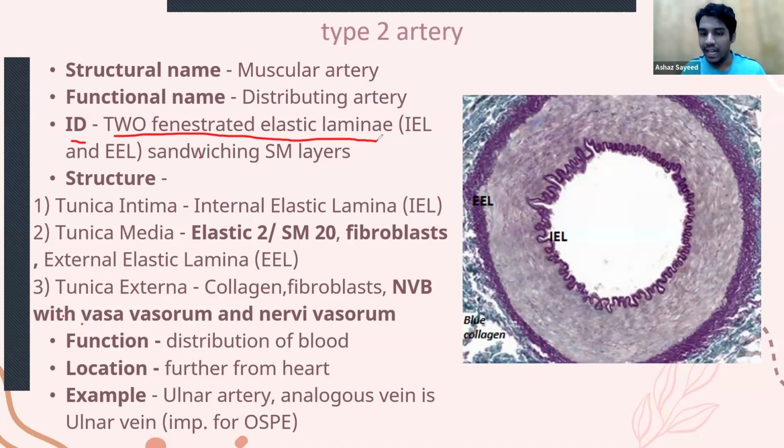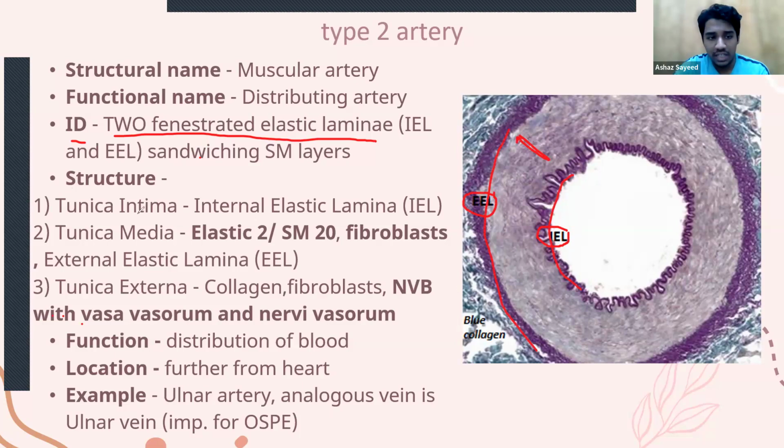Now, since they are that few, we can give them names. So we have the internal elastic lamina, and then you have the external elastic lamina. Just two. If you see something like this in the diagram, these two dark lines, and between them this light grayish color, you are probably looking at a type 2 artery.